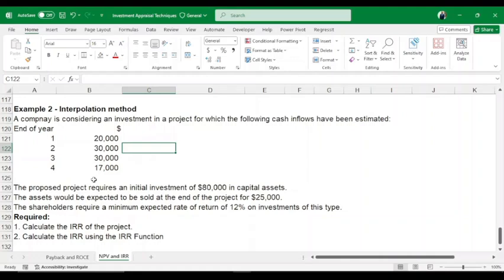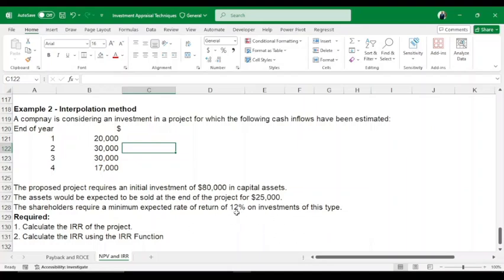Now the proposed project requires an initial investment of $80,000 in capital assets. The assets would be expected to be sold at the end of the project for $25,000. The shareholders require a minimum expected rate of return of 12% on investments of this type. So this is the minimum expected rate of return for investments of this type.